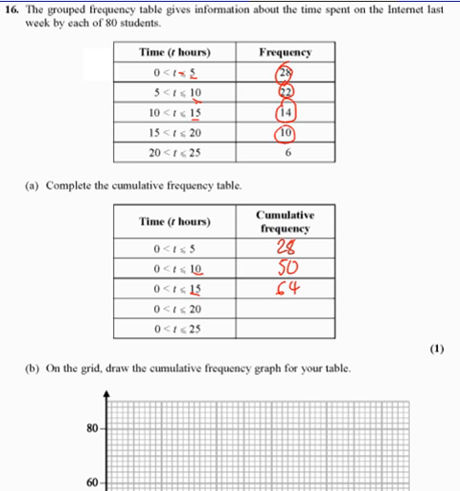We add this, we get 74. We add this, we get 80. A good way of quickly checking is that your total is the same as the total number it says it is. 80 students, total of 80, all good.